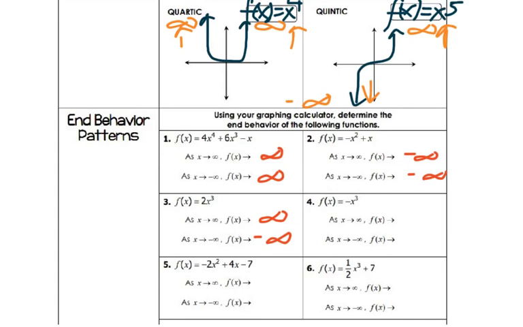Negative x cubed, the graph is going to flip. So now the left side is going to go to positive infinity and the right side to negative infinity. Example number 5 is a quadratic function facing down, so both ends are going towards negative infinity. And number 6 is a cubic function, actually increasing from left to right, so we're going to have positive and negative infinity.